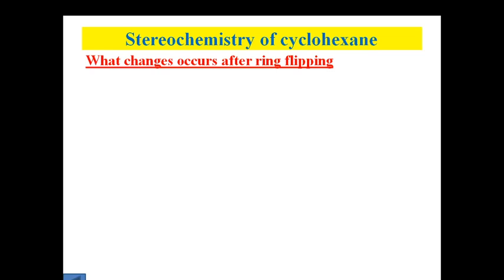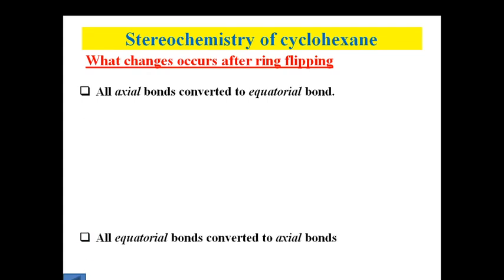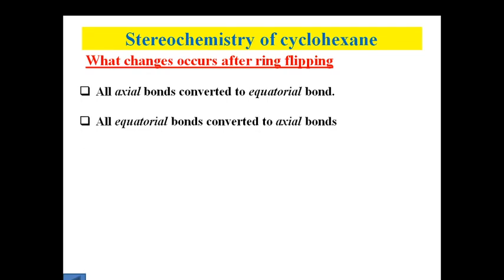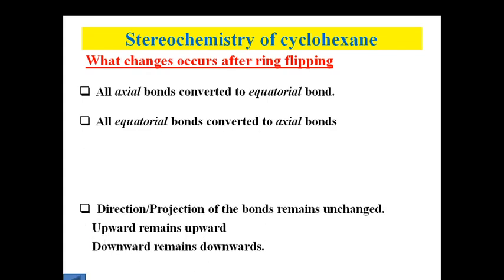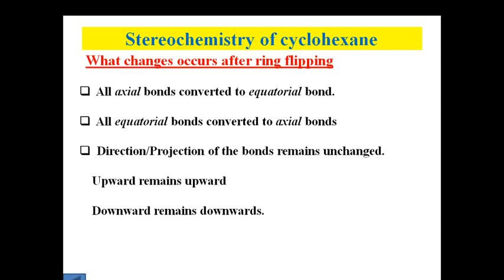So here, what changes occur after ring flipping? Already we have seen that. Just see here, all axial bonds are converted to equatorial bonds, all equatorial bonds are converted to axial bonds. Now this is important: the direction or projection of the bonds remains unchanged. Upward remains upward, downward remains downward. So let's confirm it.